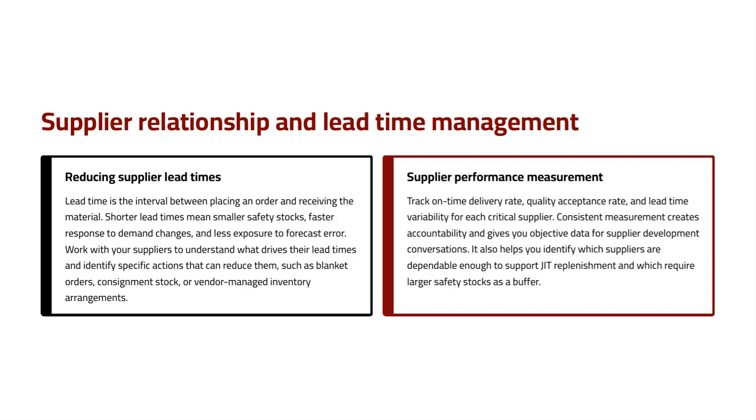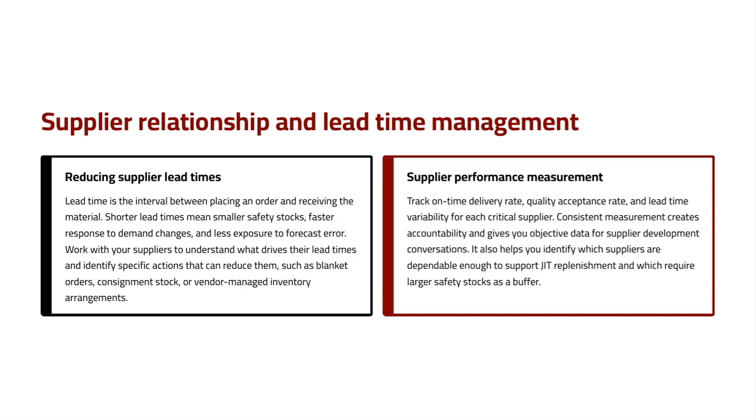When lead times are shorter, you benefit from smaller safety stocks, quicker responses to demand changes, and less risk from forecast errors. To achieve this, collaborate closely with your suppliers to understand the factors that affect their lead times. You can then work together on specific strategies like blanket orders, consignment stock, or vendor-managed inventory arrangements to shrink those lead times.